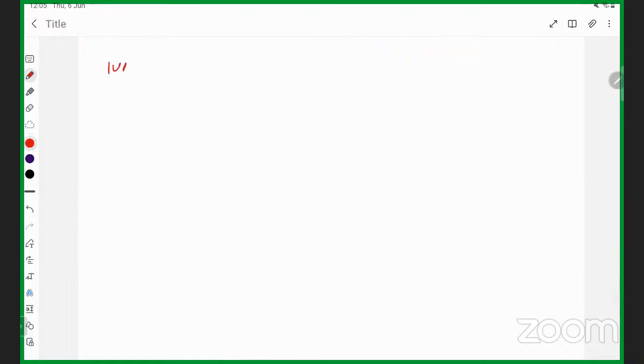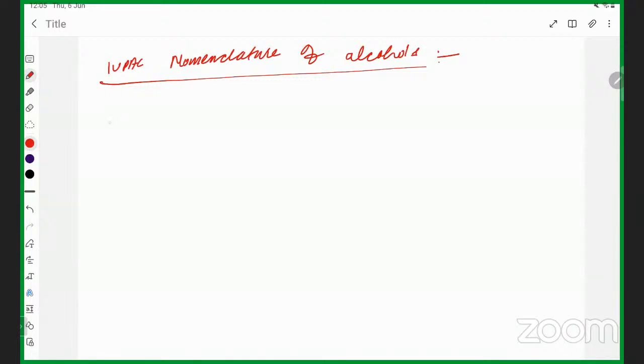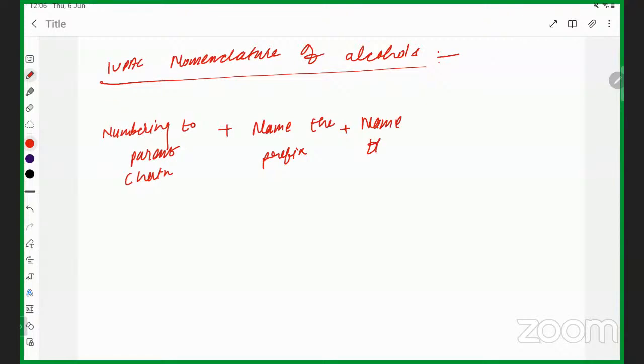IUPAC nomenclature of alcohols. So first of all, we have to do the numbering to parent chain. Then what we have to do: name the prefix, name the word root, name the primary suffix, name the secondary suffix.